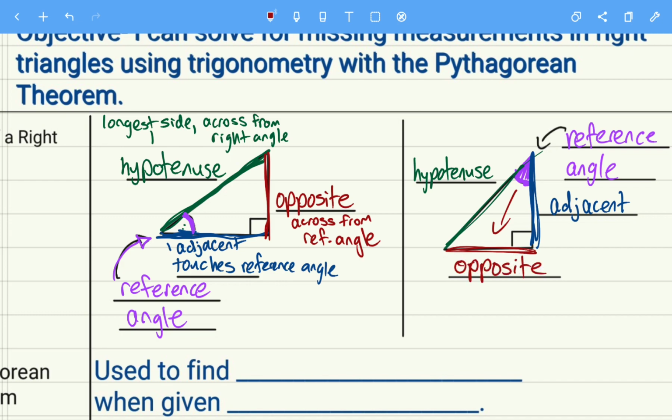So notice that even though the triangles are in the same orientation, the hypotenuse is still that longest side. That's not going to change. But if our reference angle switches, then the opposite and adjacent are going to switch places. So that's it for the sides so far. Now we're going to switch over to the Pythagorean theorem, the next section on the notes.